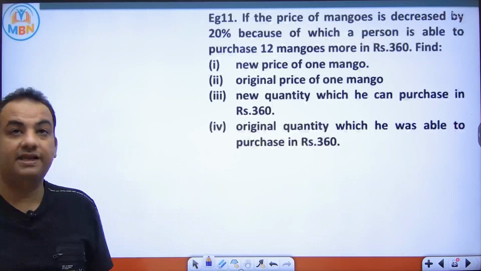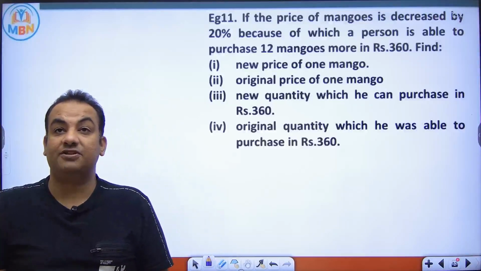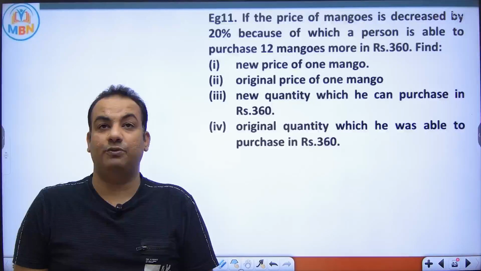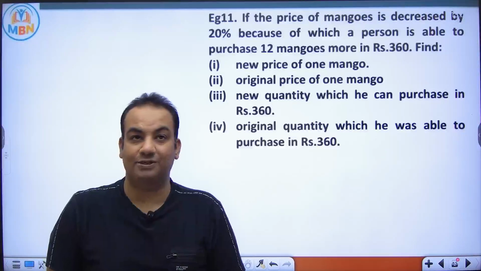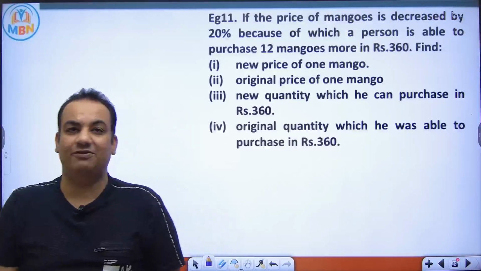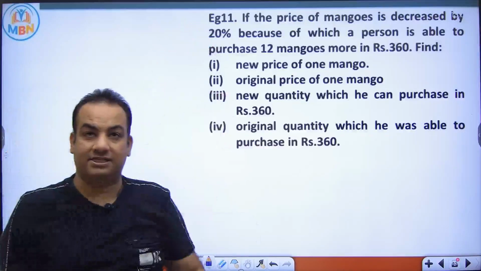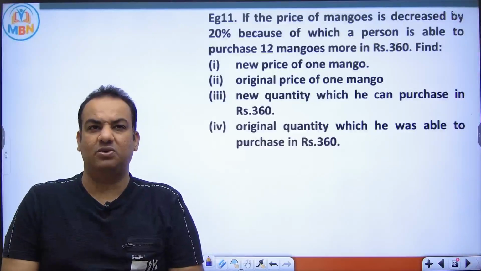Now, see the next question. If the price of mangoes is decreased by 20%, because of which a person is able to purchase 12 mangoes more than 360 rupees. Now, very, very interesting question, a very common question. There are 4 different questions that can be framed on this. So, if you have understood this concept, you can do it very fast.